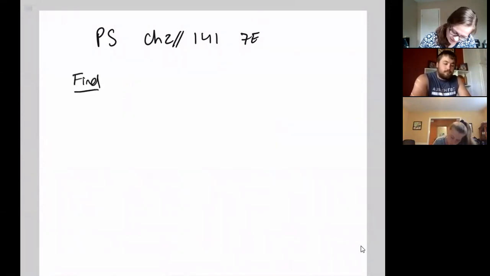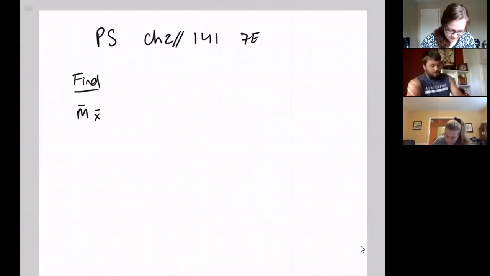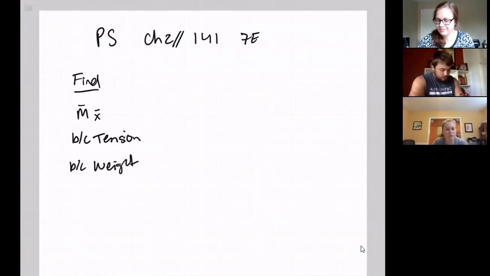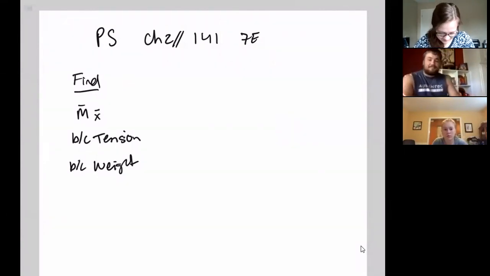And we are to find in this problem the moment around the x-axis. Well, I'll draw the figure in a second. Because of tension, and then because of the weight. And I could not get this figure because yesterday I was like, oh, I'll just pull it in the morning, and I couldn't log in. So I'll have to explain it to you hopefully in detail.